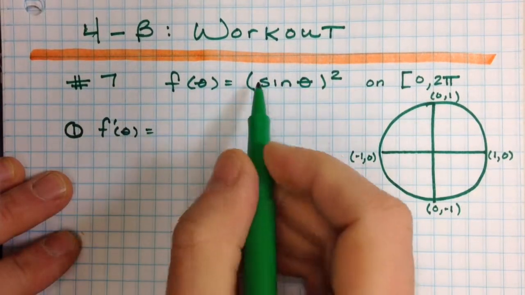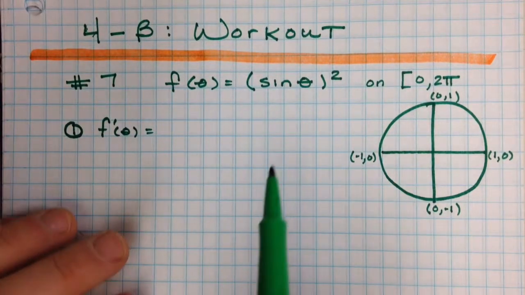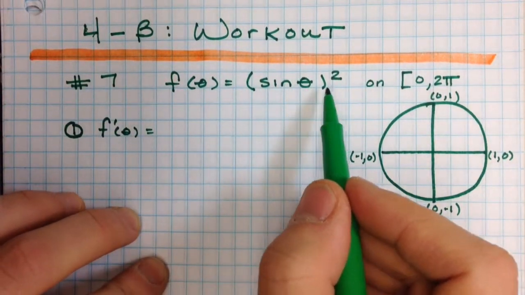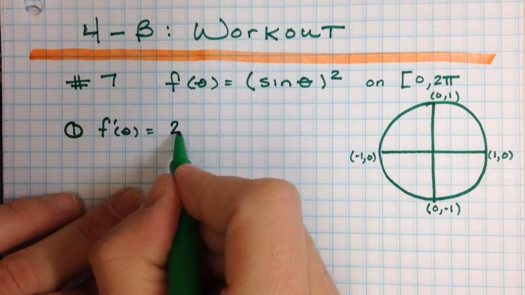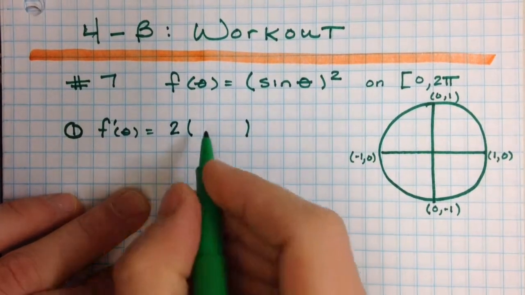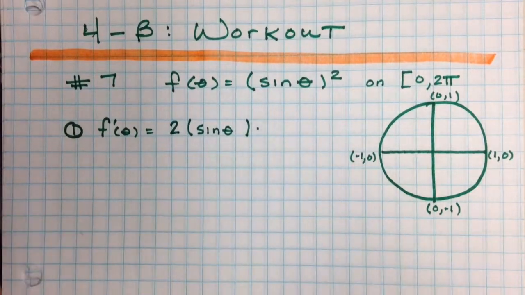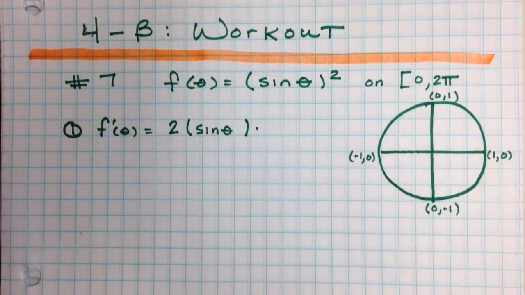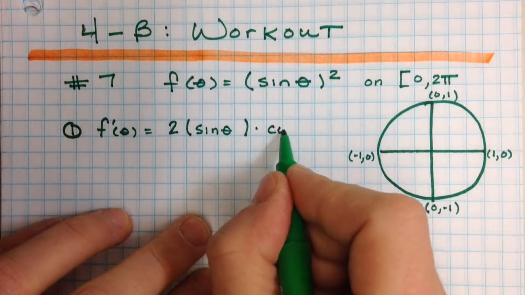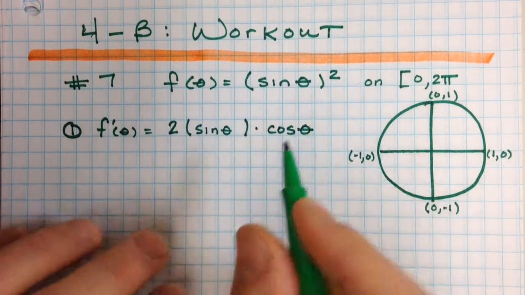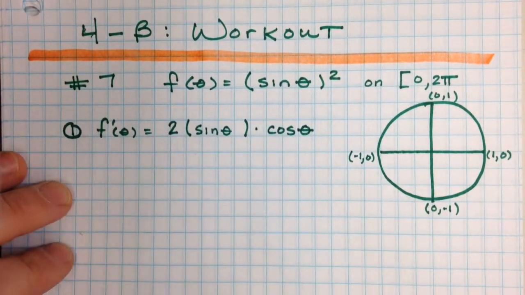The derivative of this particular function is going to be a chain rule where the outer function is something squared. So we get 2 times something. That something is sine of theta. But then we also need to remember to multiply by the derivative of the inner function, which is cosine of theta, which brings us to this derivative.